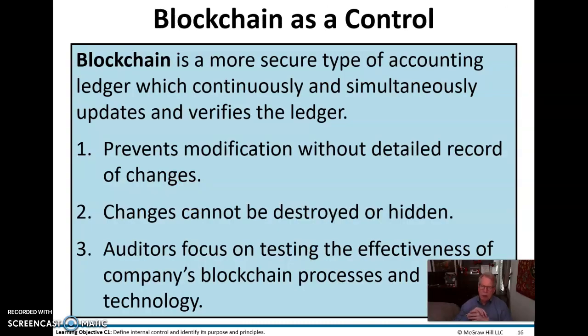Blockchain is a relatively new type of accounting ledger, and it continuously and simultaneously updates and verifies the ledger. Pretty nice. It prevents modification without detailed record of changes, and those changes cannot be destroyed or hidden. So the auditors are going to focus on testing the effectiveness of the company's blockchain processes and technology.